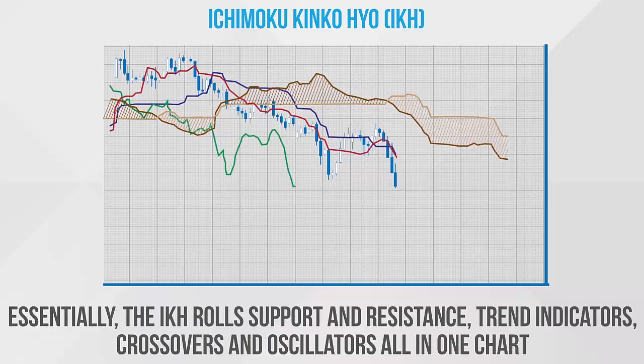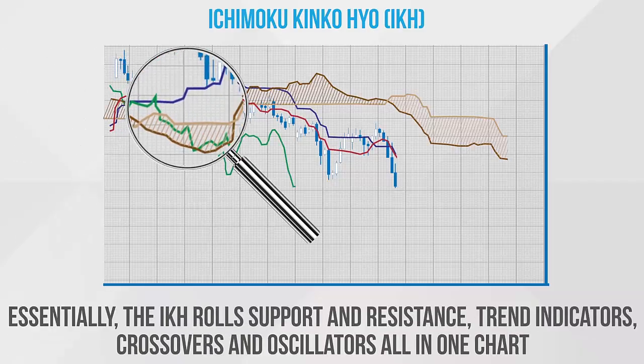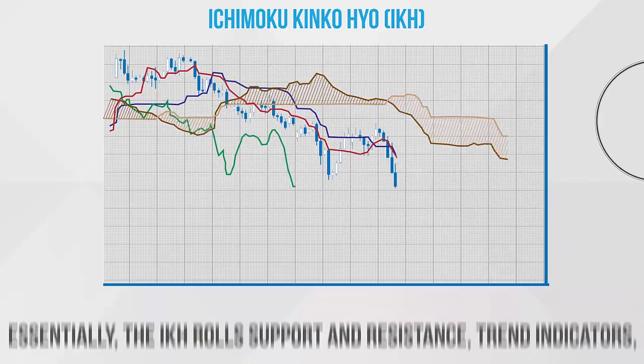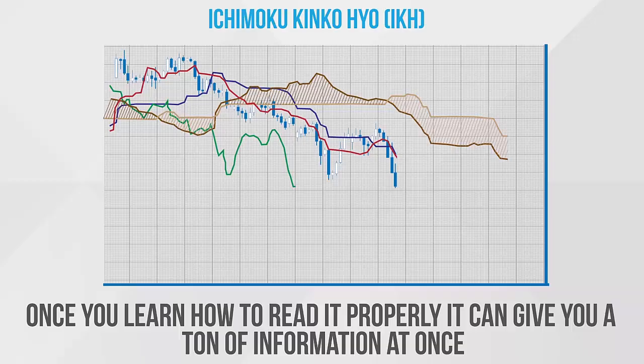Essentially, the IKH rolls support and resistance, trend indicators, crossovers and oscillators all in one chart. Once you learn how to read it properly, it can give you a ton of information at once.